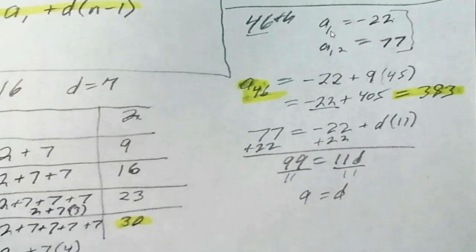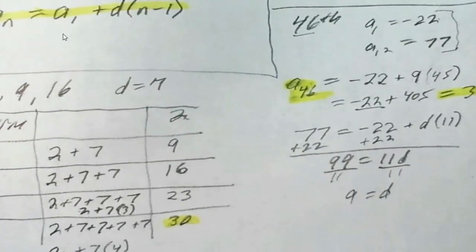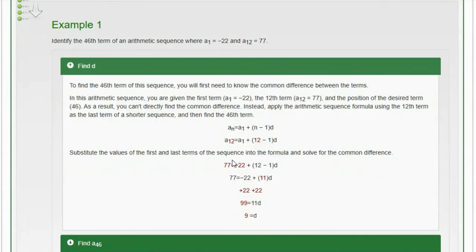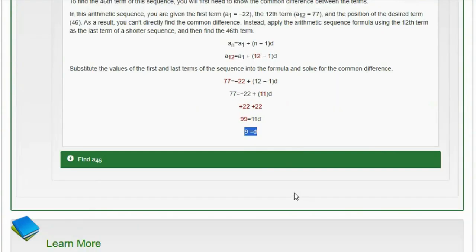I just had to find what D was because it didn't tell us that. It told us the first term and the 12th term. But using the 12th term and substituting it into this explicit equation, I could find what D was because I had a sub n, I had a sub 1, and I know what n minus 1 was. So they find D the same way. 77 equals negative 22 plus 12 minus 1 times D, using that first and 12th term. Find out D is equal to 9.